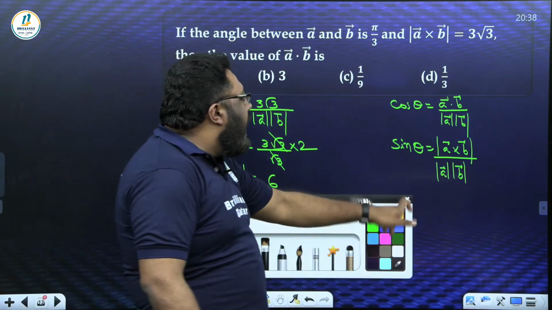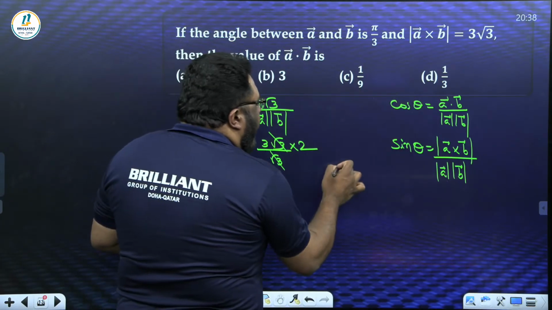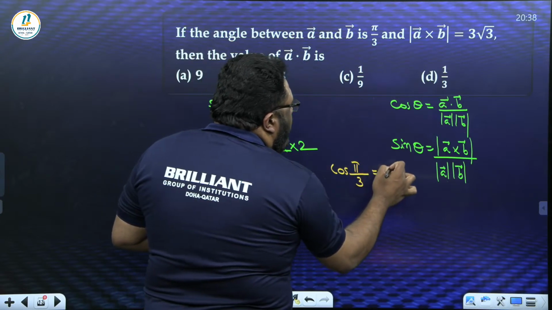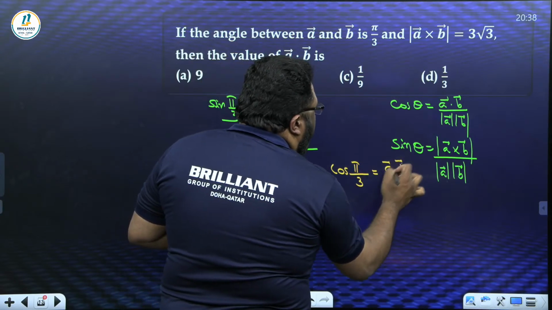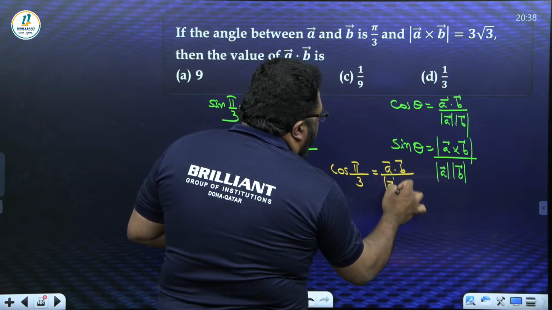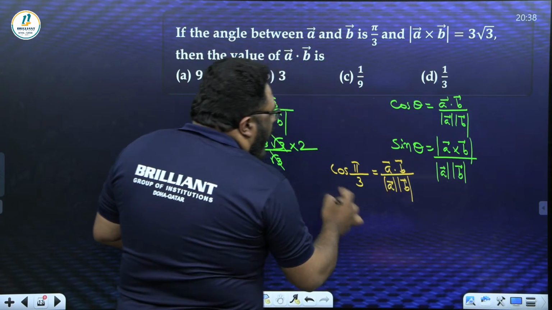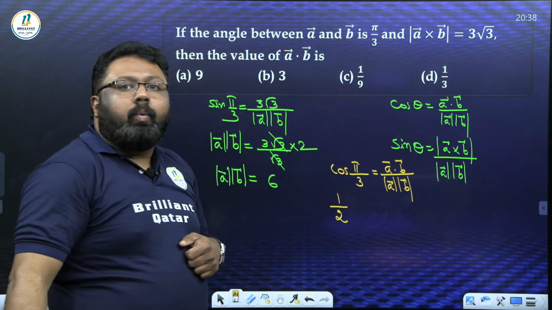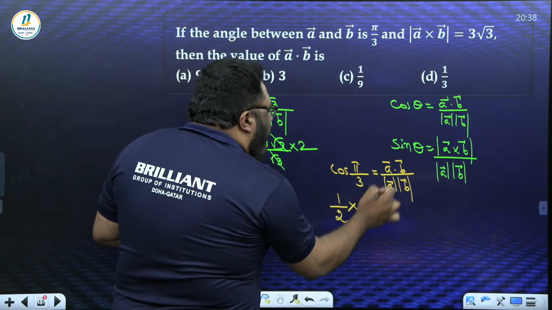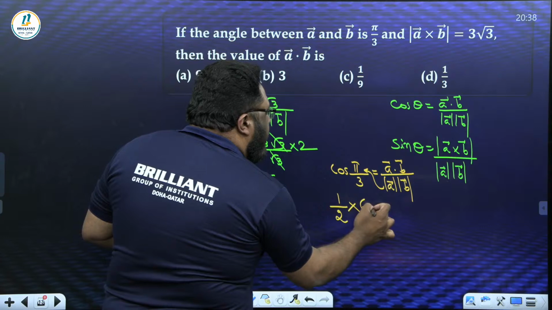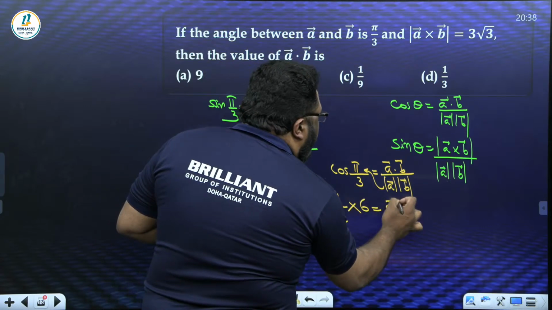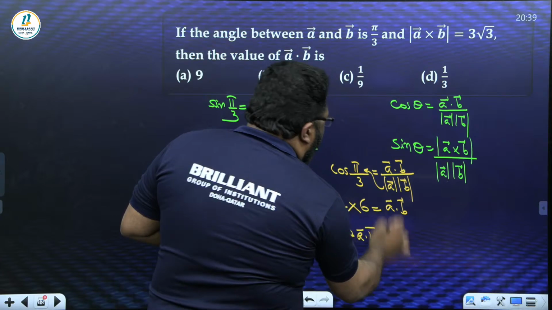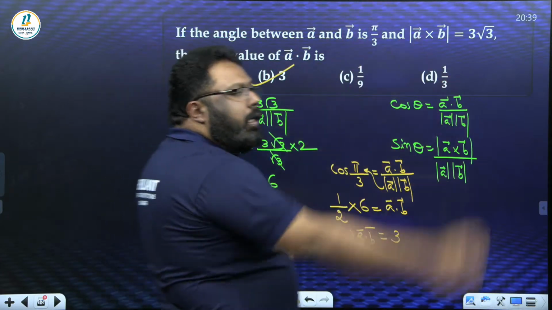Now I will rely on cos theta because I need A dot B. So cos pi by 3 equals A dot B by magnitude A, magnitude B. Cos pi by 3, cos 60, is 1 by 2. Magnitude A, magnitude B is going to be 6, equal to A dot B. So what is my A dot B, my dears? A dot B is equal to 3.